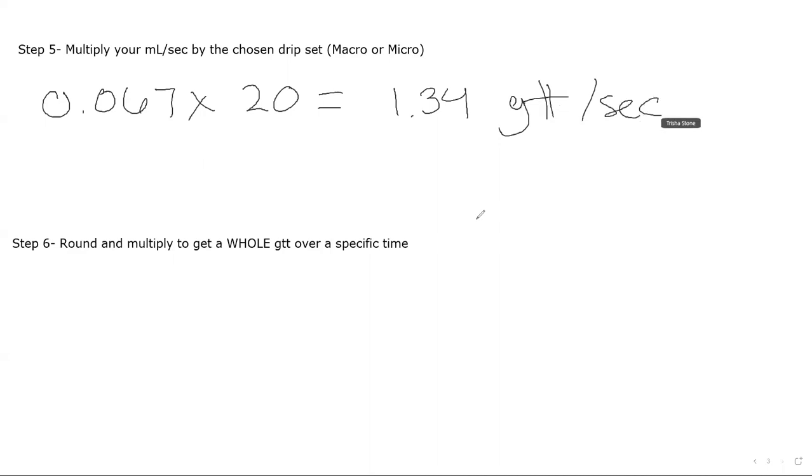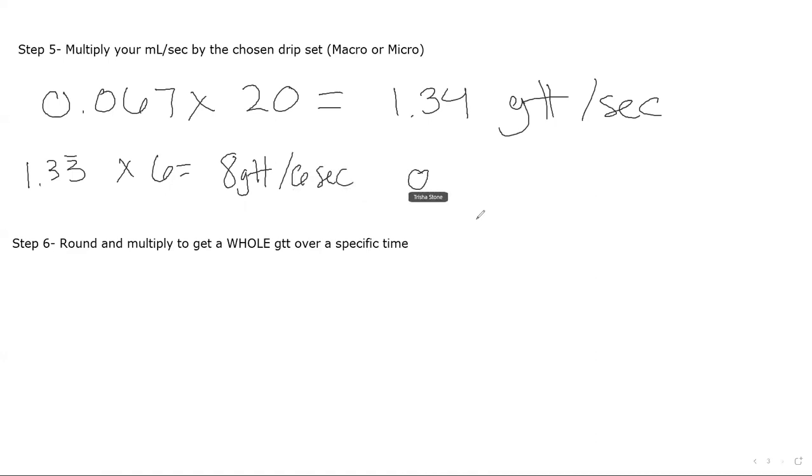Now this number is unrealistic. We cannot actually do a partial drip, so we have to do some multiplication and rounding here. There are many different answers that can be correct for the same problem. So for this problem, the first thing I could see is that I could round this to 1.33 and maybe just have that kind of continuing forever. And I can actually multiply this times 6. This will give me approximately 8 drops every 6 seconds.